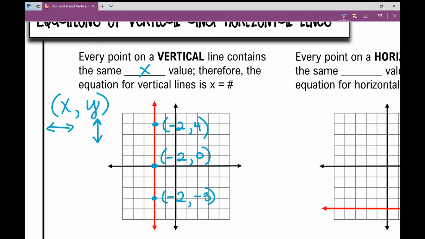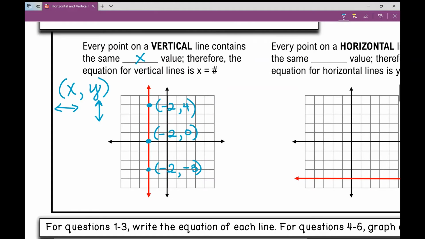So regardless of the y value, every single x value is -2. Therefore, the equation of this vertical line is x equals -2. It's the x value for every single point on here. Now let's look at horizontal lines.